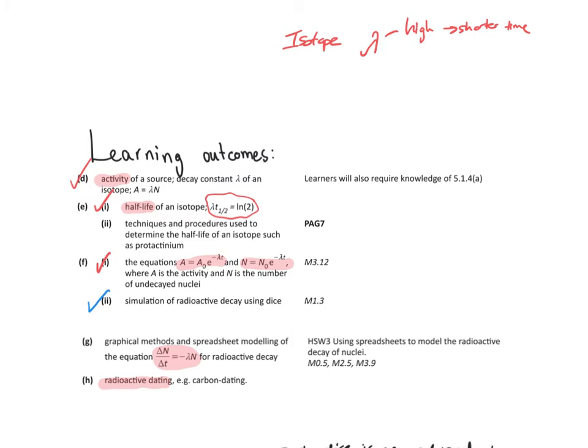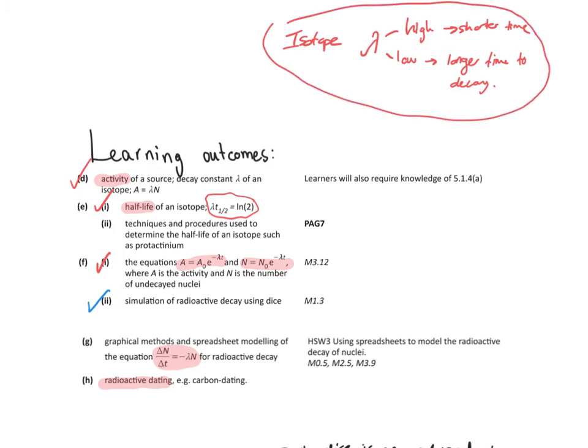However, if the decay constant is low, so it means that the probability of decay each second is low, then it will take a much longer time for the unstable nuclei to decay. So it will also take longer for the substance to stop being radioactive. I'll just reword what the significance of lambda is in that case.